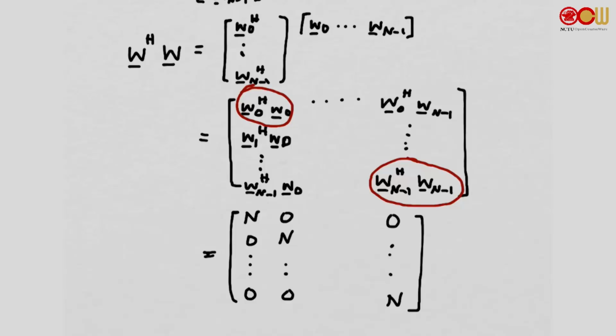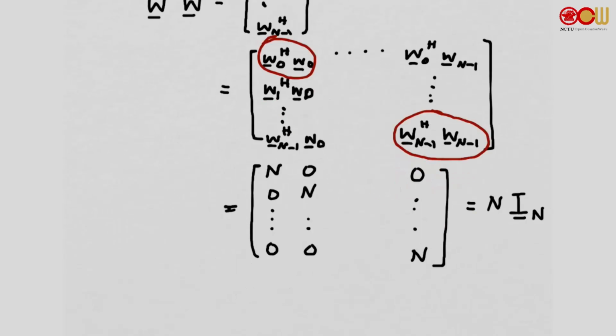So in the end, what do we get? What kind of matrix is this? This is a diagonal matrix with N on the diagonal. So we get N times the identity matrix. Now what's the conclusion here? We get W Hermitian W matrix equal to N times the identity matrix.